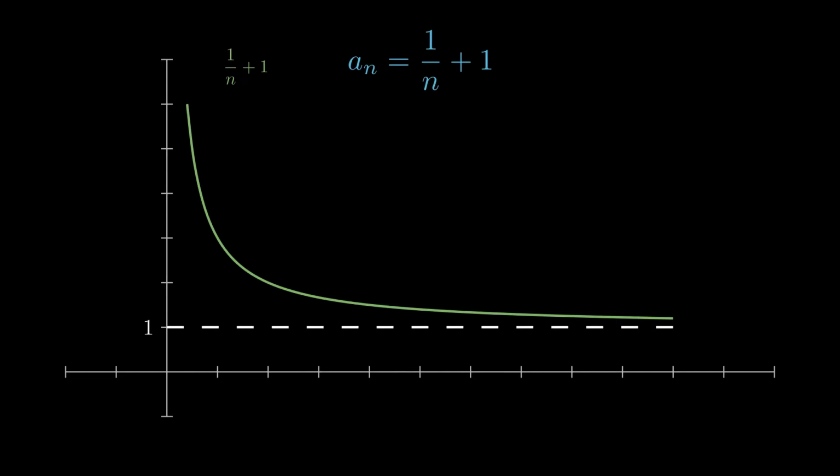Example number 3. 1 over n plus 1. When we plug the number of the term in for n, we will get this graph. We can see that it converges to 1. So it's considered a convergent sequence that converges to 1.